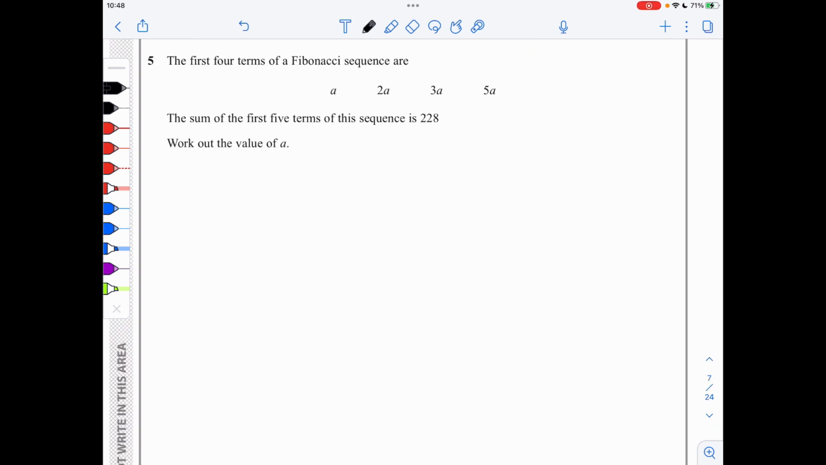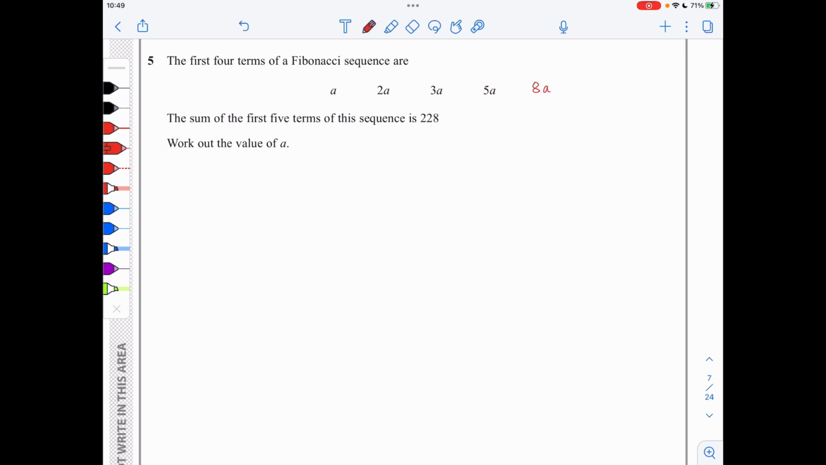Question 5, it's the first 4 terms of a Fibonacci sequence. Now we know that the rule for Fibonacci sequences is that the new term is the sum of the last two. So a plus 2a is 3a, 2a plus 3a is 5a. So the next term, 3a plus 5a, will be 8a.